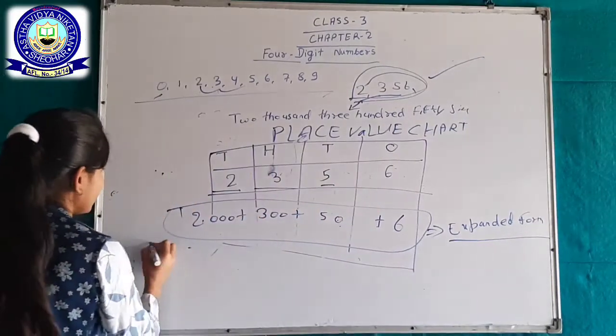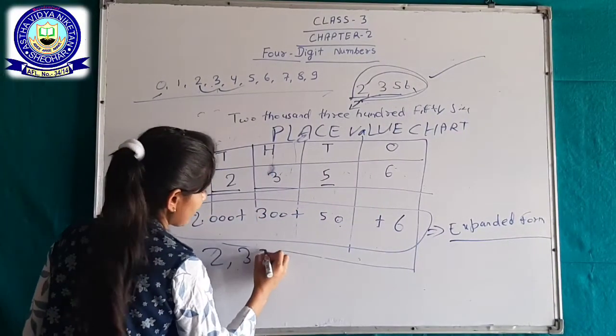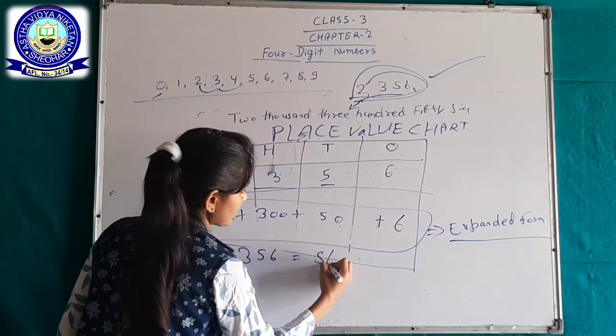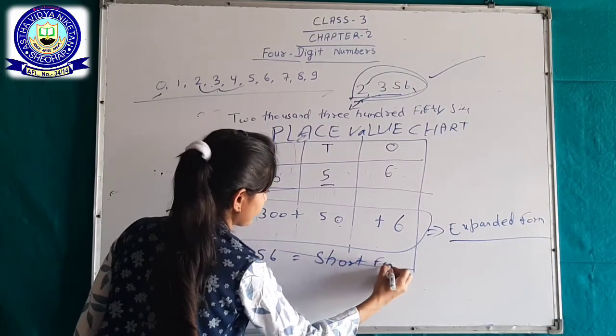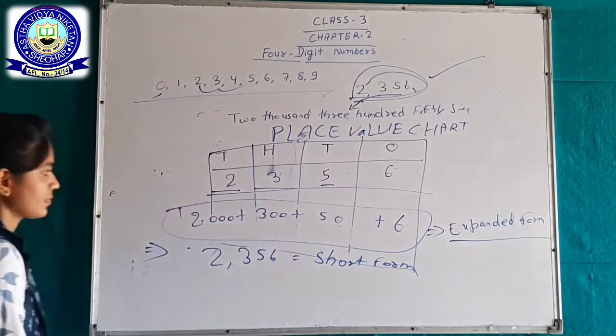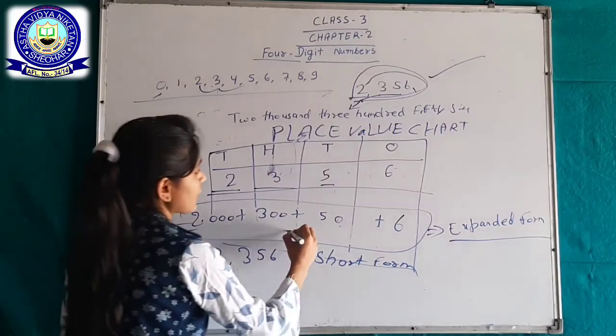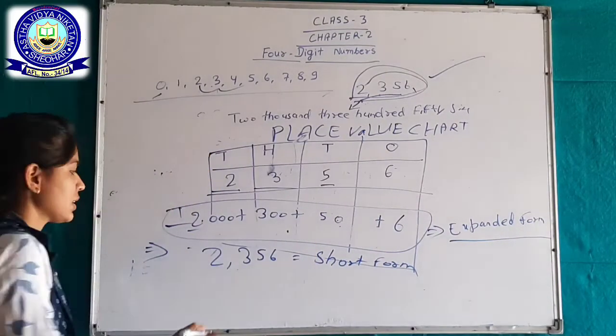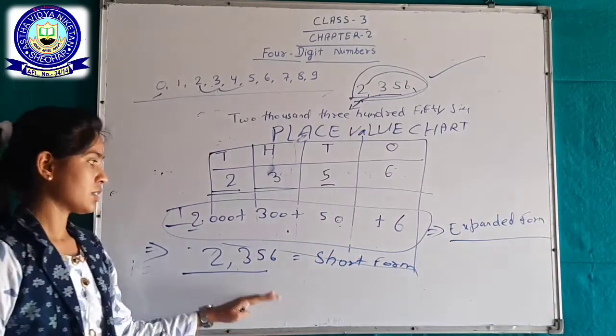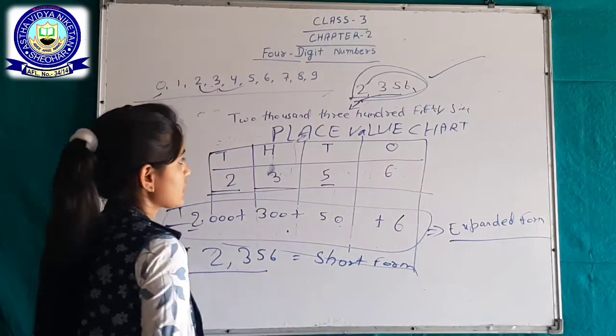But when we write it in this way, 2356, it is our short form. This is the way to find out the expanded form of any number, and this is the way to find out the short form of any number.